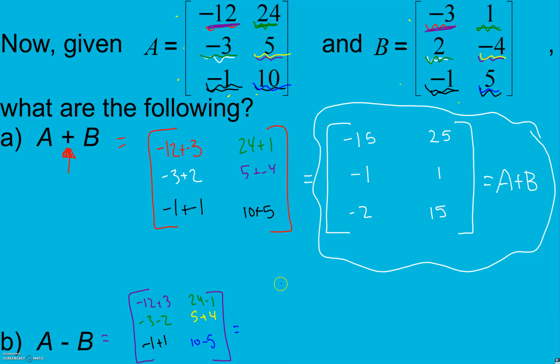We can simplify these now. To -12 plus 3 is -9, 23, -5, 9, 0, and 5. And this right here is what we get when we take matrix A minus matrix B.